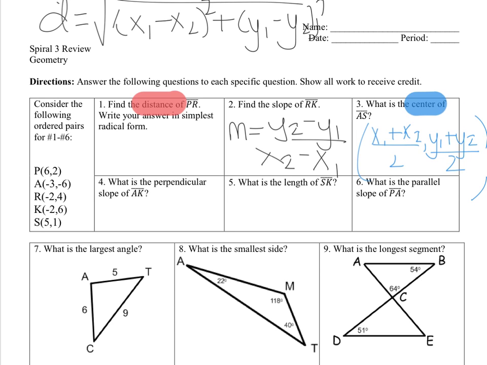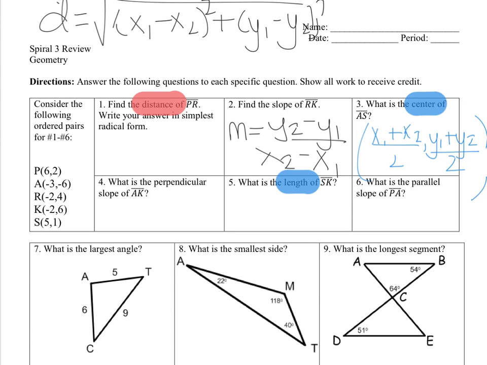Number 5, notice it says, what is the length? Length, when you hear the word length, what formula are you going to use? You can use the distance formula, the midpoint formula, or the slope formula. I'm going to use distance, because distance determines how long something is. So I'm using the distance formula on that one.